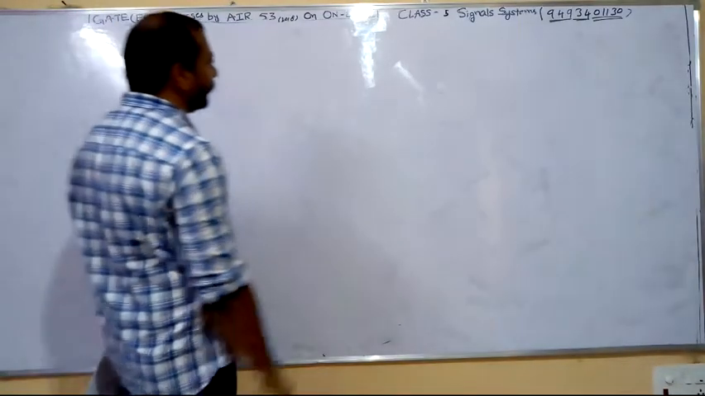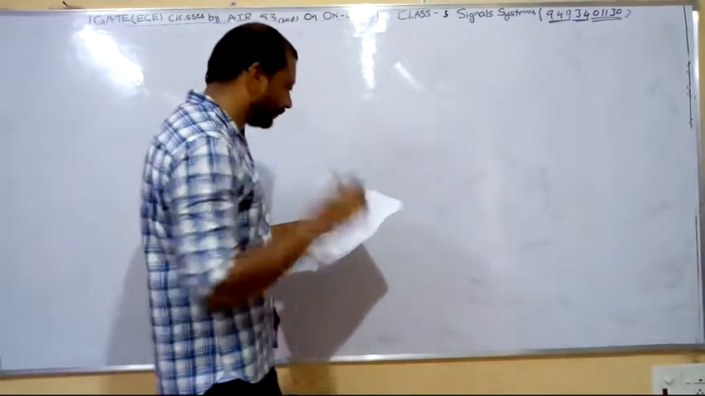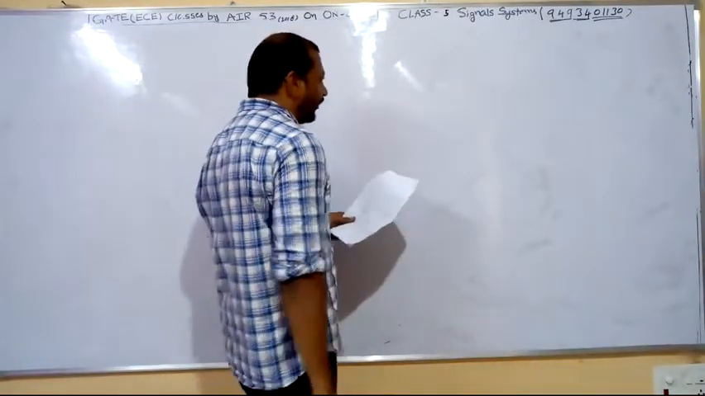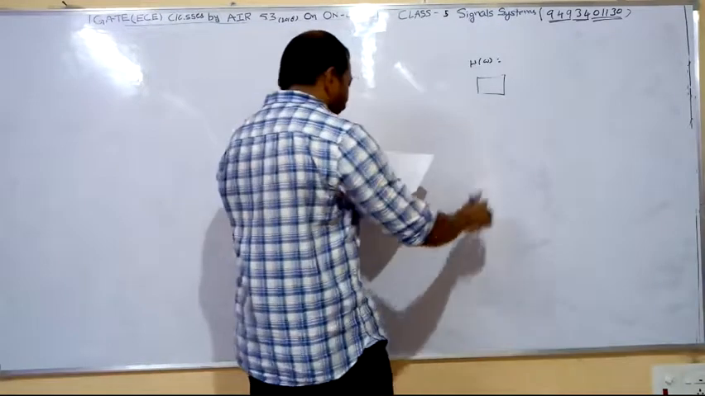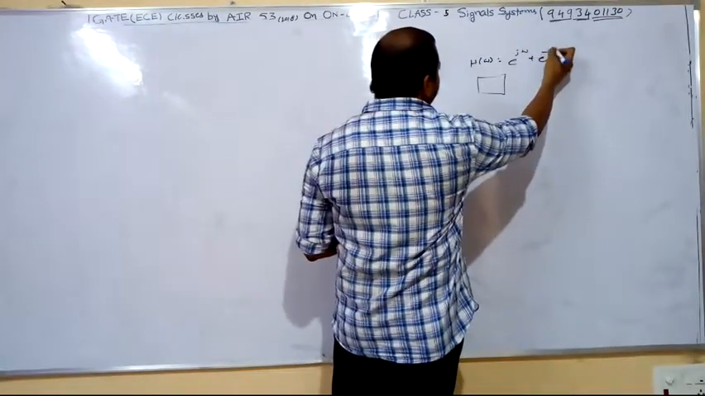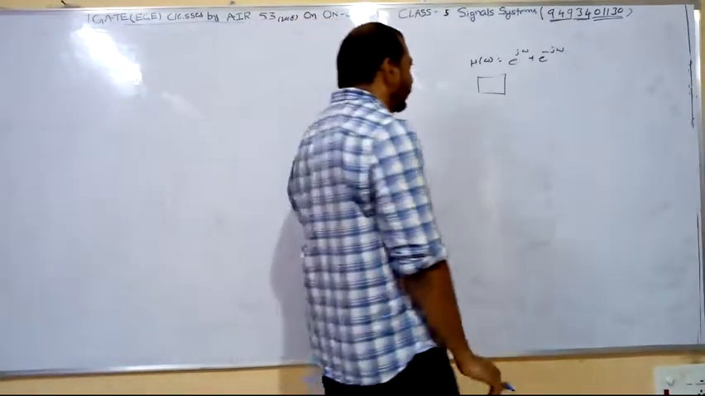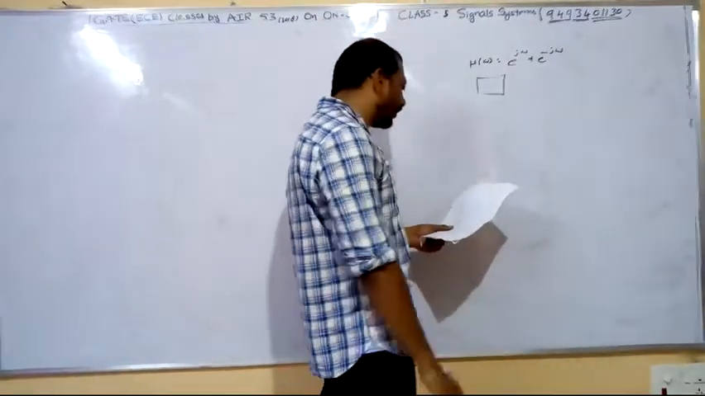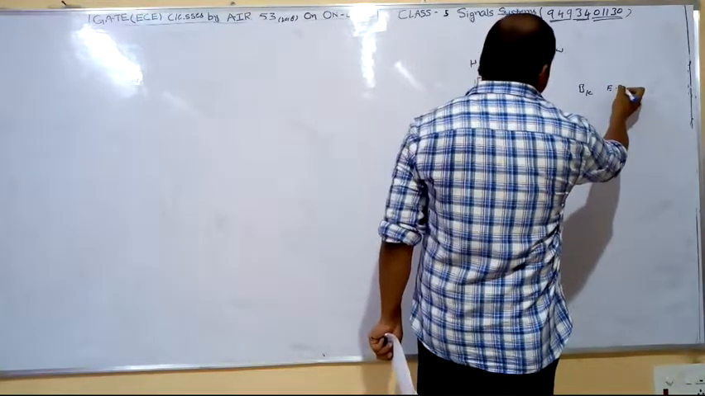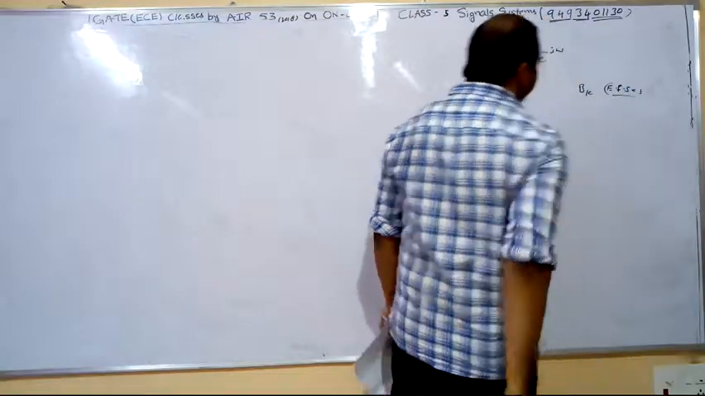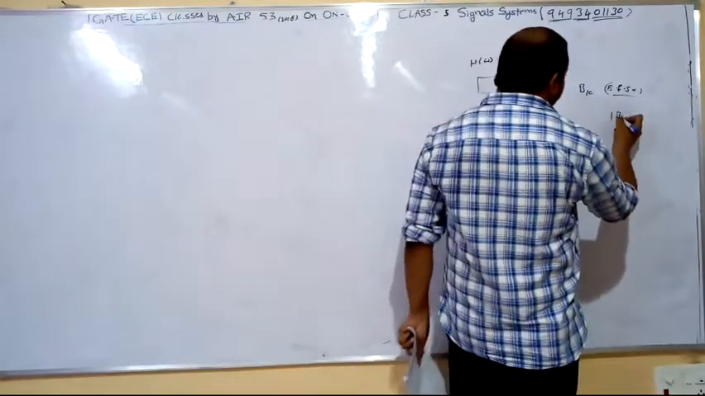Now consider this one. X of t is a periodic signal, given as input to an LTI filter with transfer characteristic H of omega equal to e to the power j omega plus e to the power minus j omega. The output is also periodic with the same period. Let B_k be the exponential Fourier series coefficients of the output. Then what is the magnitude of B5?